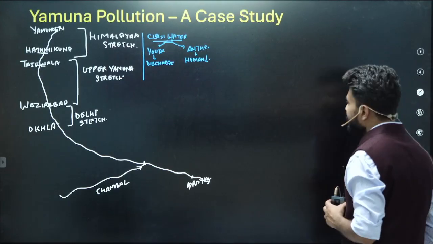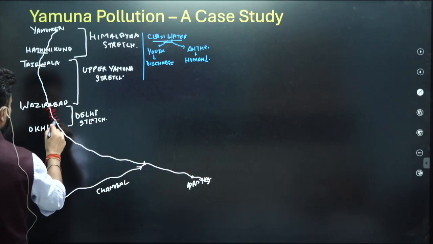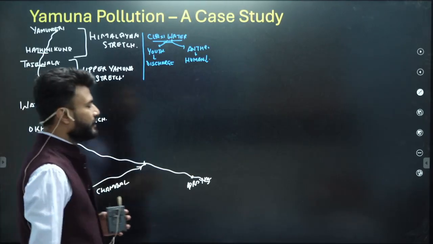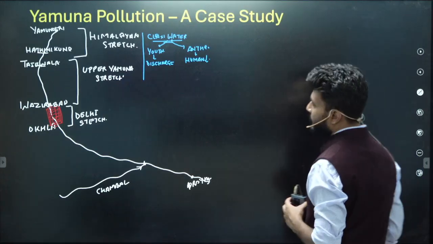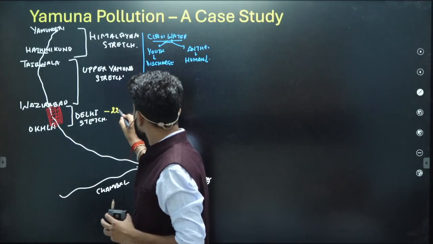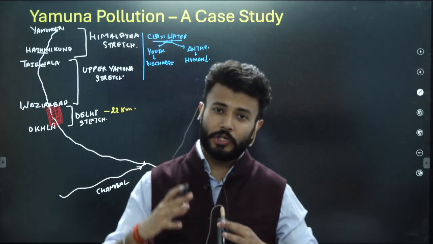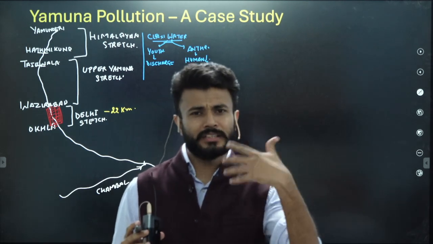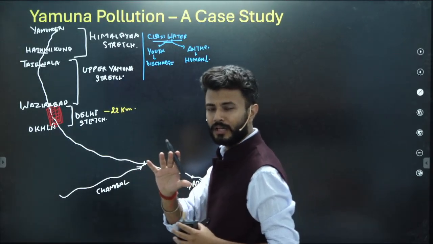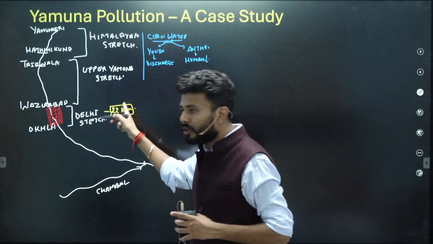When we talk about the Delhi stretch, this Delhi stretch is basically the red area from Wazirabad to the Okhla barrage. The reason why we call this the red zone is that the length of this particular area is just 22 kilometers. Try to understand it in context: the total length of Yamuna is more than 1000 kilometers, somewhere around 1300 to 1400 kilometers. Out of that, the Delhi stretch is just 22 kilometers in length.